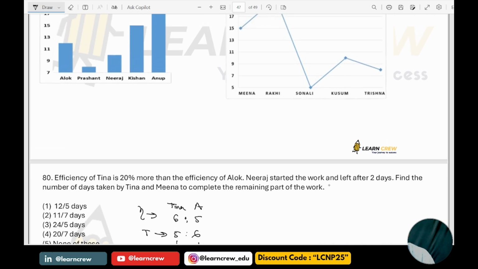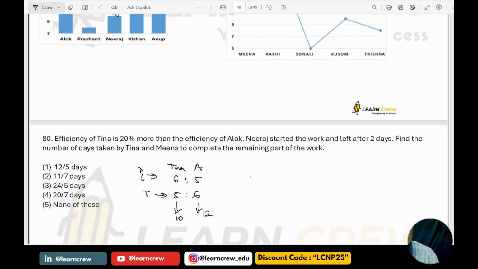Neera started the work and left after 2 days. Neera's capacity is 10 days. Find the number of days taken by Tina and Meena. Meena's capacity is also 15. So now here we have Meena 15 days. Please see, Tina's capacity is 10. Neera's capacity is 10. And Meena capacity is 15.